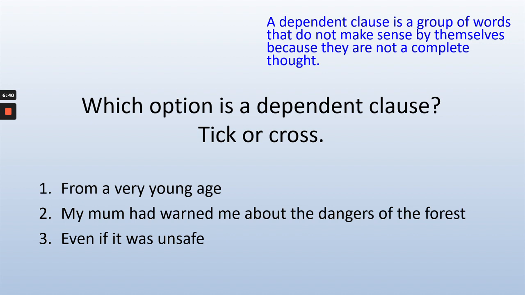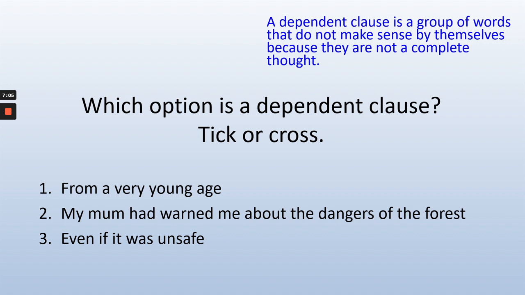Tick the dependent clause, cross if it's not, and remember, a dependent clause is a group of words that do not make sense by themselves because they are not a complete thought. Press pause while you write down your 1, 2, and 3 and tick and cross on the page in front of you, and then press play when you're ready to check your answer.